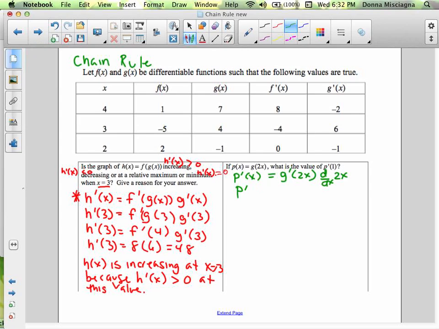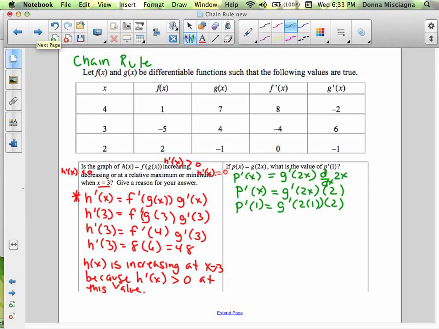So p prime of x equals g prime of 2x, and we're going to plug in a 1 there. And the derivative of 2x is 2. I started to write that down, but wait, it's not just supposed to be a number. It's a function. Oh, I forgot to take the derivative. All right, so we take the derivative, then we plug in. So now we can find p prime of 1, which is g prime of 2 times 1 times 2.